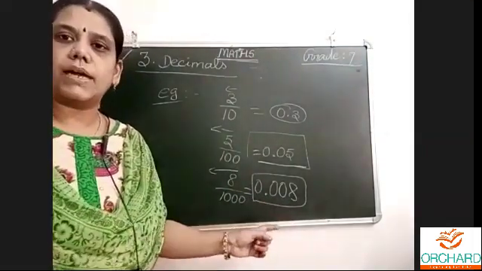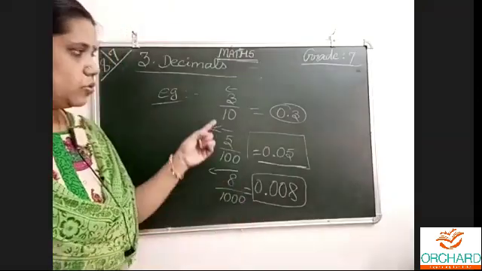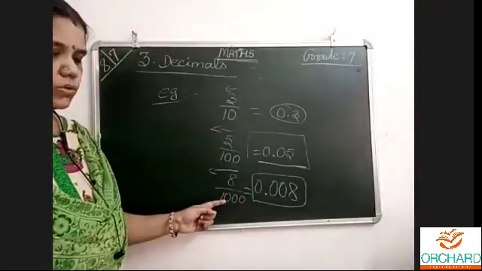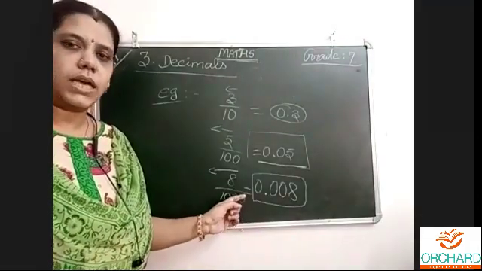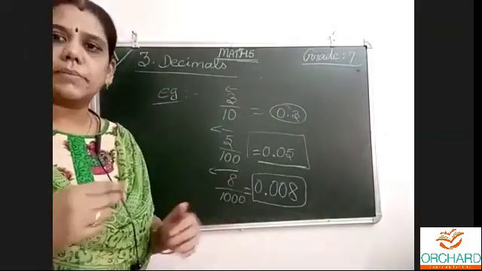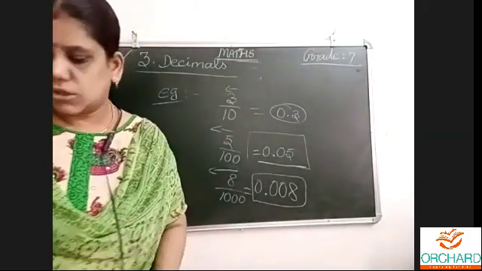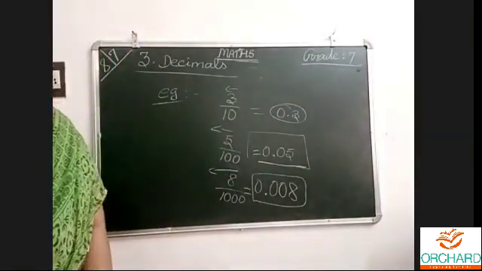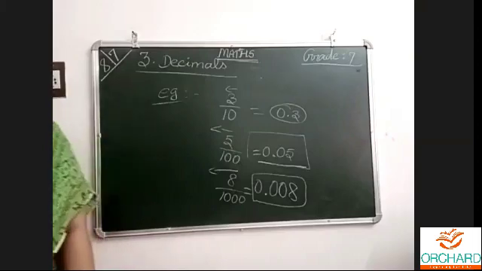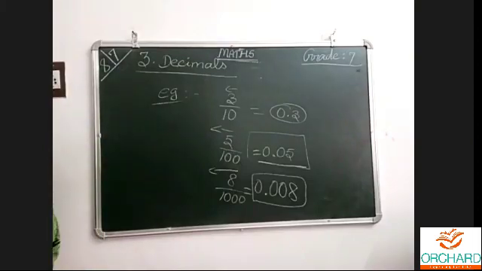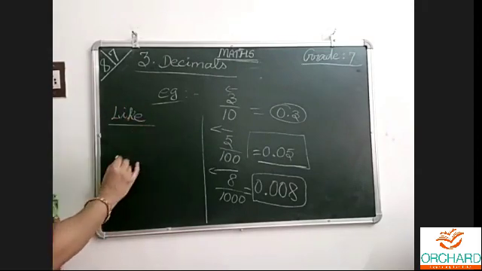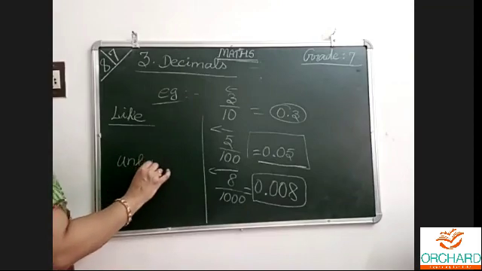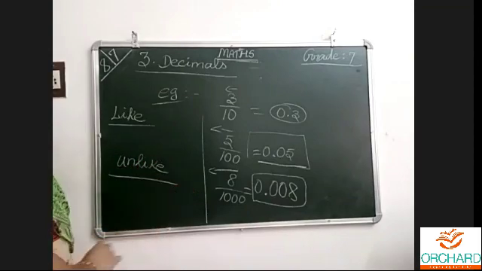When we divide, we get the number in points, sometimes a whole number. When the value of the denominator is greater, like 10, 100, 1000, this number automatically comes in point form. So that is what a decimal is. Now, like decimals and unlike decimals. What do like and unlike mean? That we will see now.